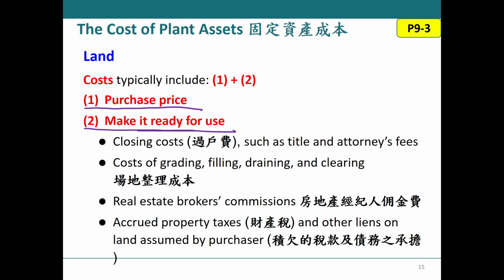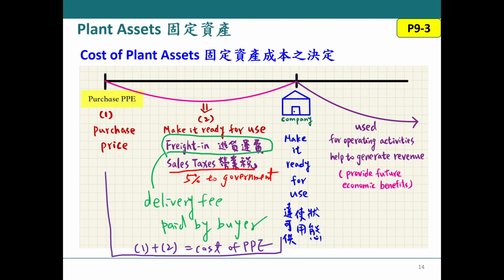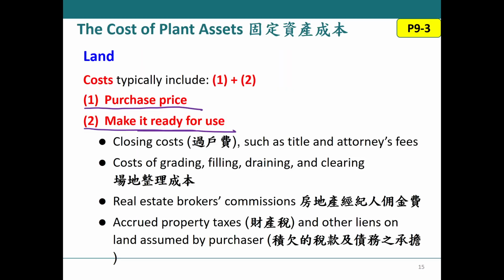So not only sales tax, because PPE is more complicated. So not only these 2, we have more. Okay? So what's that? For example, closing cost, 过户费. So what does it mean, closing cost, 过户费? You know, change seller's name to your name. So you need to pay closing cost. Okay? 过户费. Change the titles from sellers to yours. 过户费.